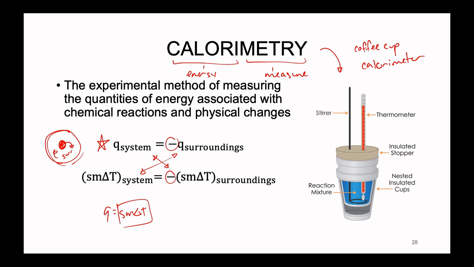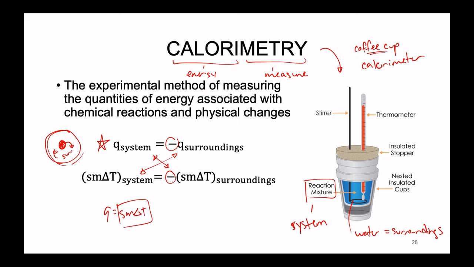The reason why we use coffee cups, it may not seem very technologically advanced, but coffee cups, which are made of styrofoam, actually have really high heat capacities. They're very good at insulating. So the reaction mixture is going to be our system, right? The chemical reaction is always the system, and all of the rest of the blue in here is the water. The water surrounding the reactants and the products is going to be the surroundings.